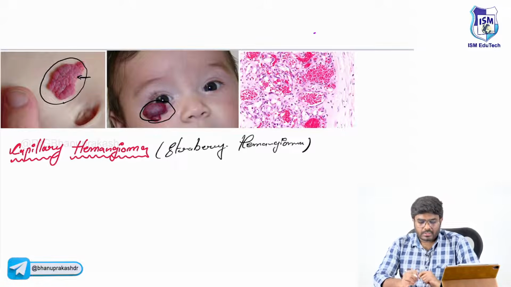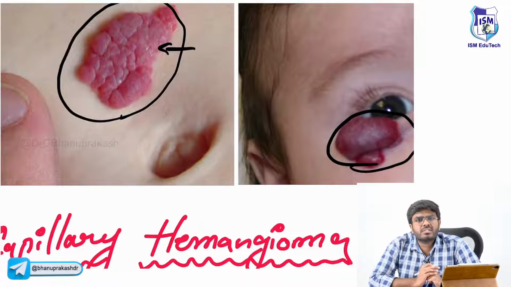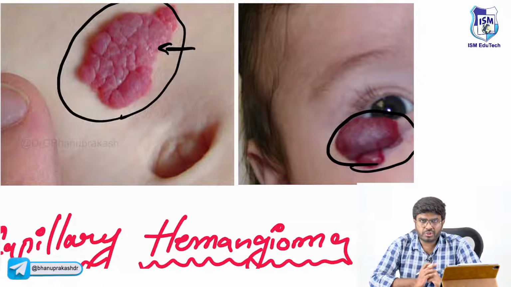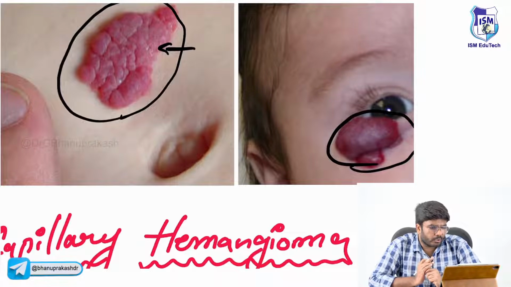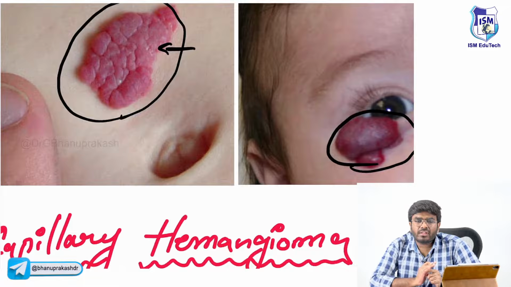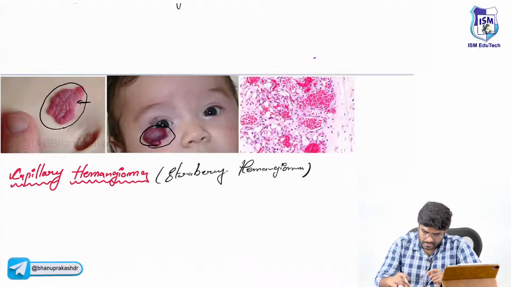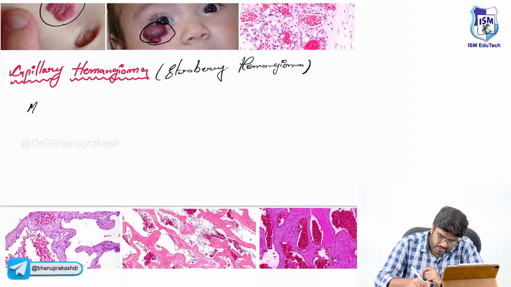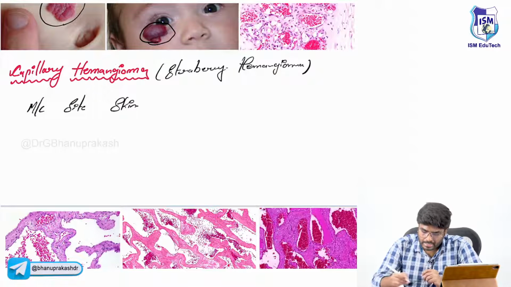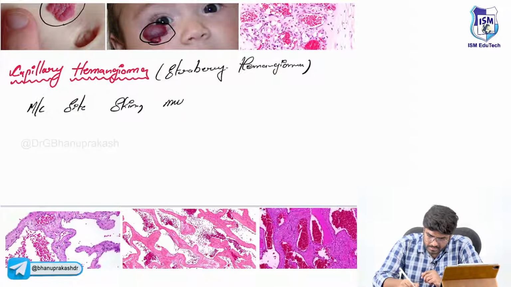Now tell me, are they going to persist throughout life or are they going to regress? They will regress. Important points: what is the most common site? The most common site is the skin and mucous membranes.